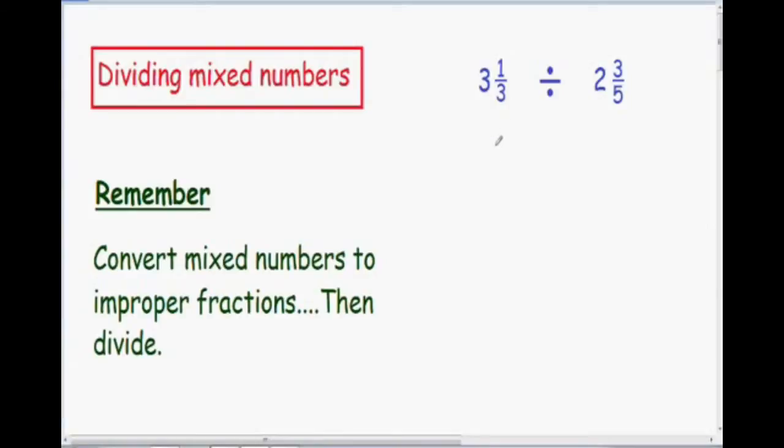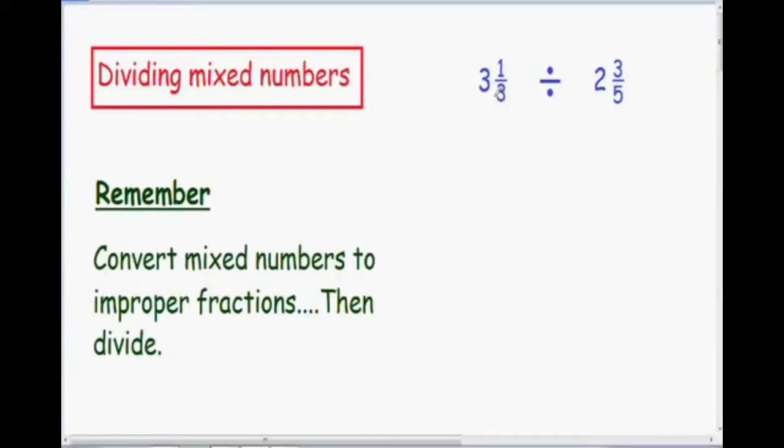Here we have 3 1/3 being divided by 2 3/5. And the first thing I like to do, and I wrote this for you in green, is to convert the mixed numbers into improper fractions and then divide. So that's the first thing I'm going to do. I'm going to convert these mixed numbers into improper fractions.